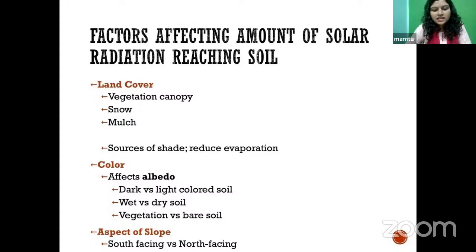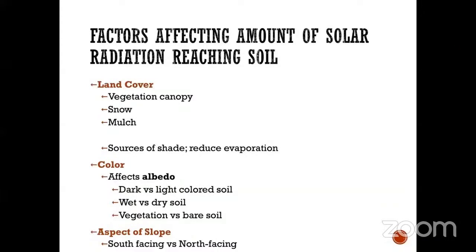Okay, so wet versus dry soil: wet soil has higher water content, so it will absorb more radiation than dry soil. And the next one is vegetation versus bare soil. This is very confusing. Tell me, guess it. In which will albedo be high, vegetation or bare soil?